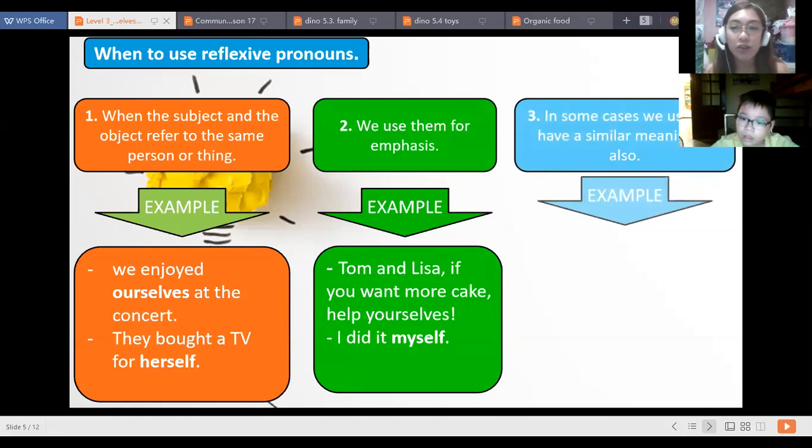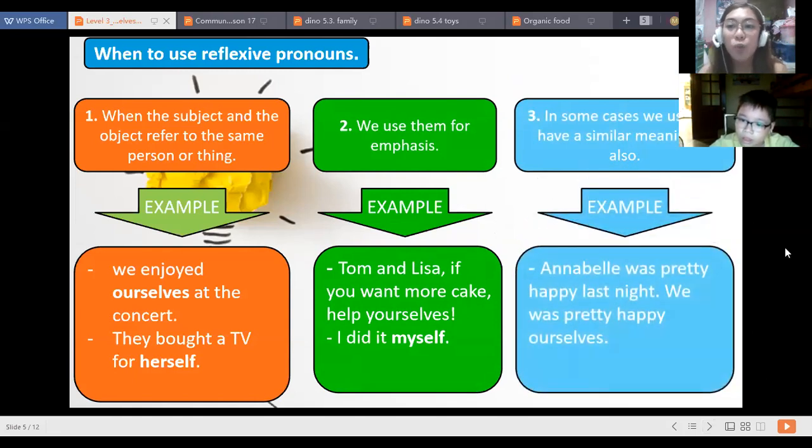How about number three? In some cases, we use it to have a similar meaning to also. For example, Annabelle was pretty happy last night. We were pretty happy ourselves. Again, in some cases, we use it to have a similar meaning to also. For example, Annabelle was pretty happy last night. We were pretty happy ourselves.